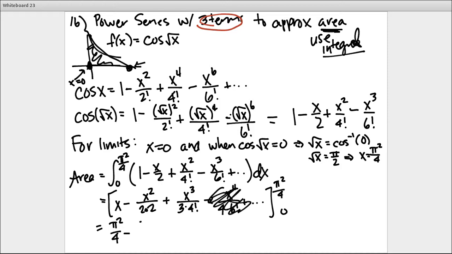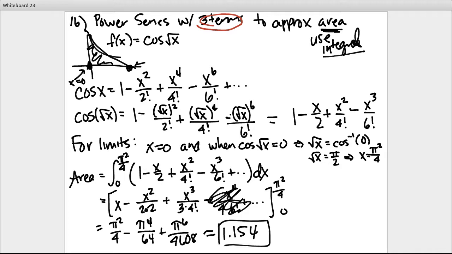That ends up being a pi. I'm just going to do math magic and you guys can verify it. But pi to the 4th over 64, and then a pi to the 6th over 4,608, and you end up getting, using 3 terms, 1.154 to 3 decimal places. All right.